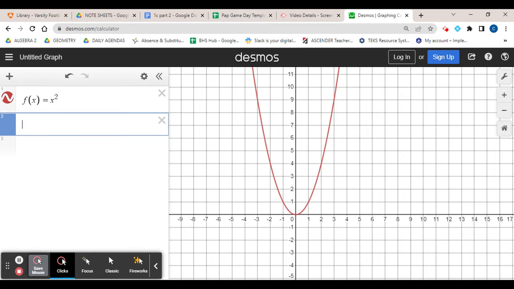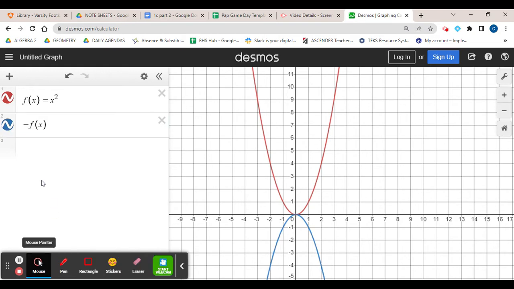All right. So let's say we want to do just a vertical reflection. A vertical reflection goes over the x-axis. All that's going to be is negative f of x. Okay, so negative f of x right there, bang. Vertical reflection gives me that blue one right there. The next one we had was a horizontal reflection. A horizontal reflection, remember, was f of negative x.